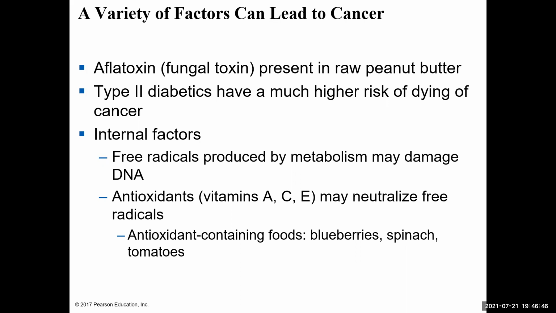And then there are also some internal factors that we could have going on in our body. So, for example, metabolism produces free radicals, which are particles that could bump into DNA and damage that DNA. But you could eat antioxidants, found in things like blueberries, tomatoes, spinach, etc., which will neutralize the free radicals bouncing around and help to prevent damage to your DNA.